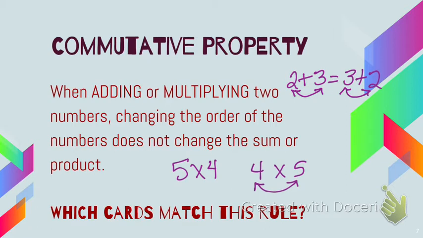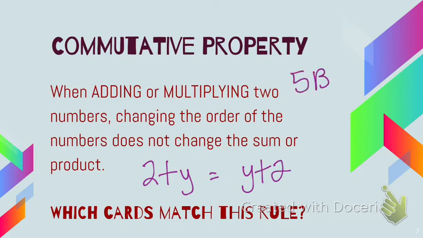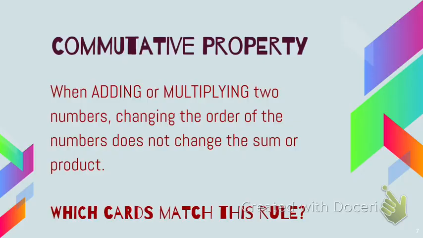Now, this property is only good for multiplying or adding. We could also do this with a variable, a letter. Let me clear this off here. We could say 2 plus y is the same thing as y plus 2. Or we could say 5 times b is the same thing as b times 5. All right, that is the commutative property. We'll be practicing more of those.